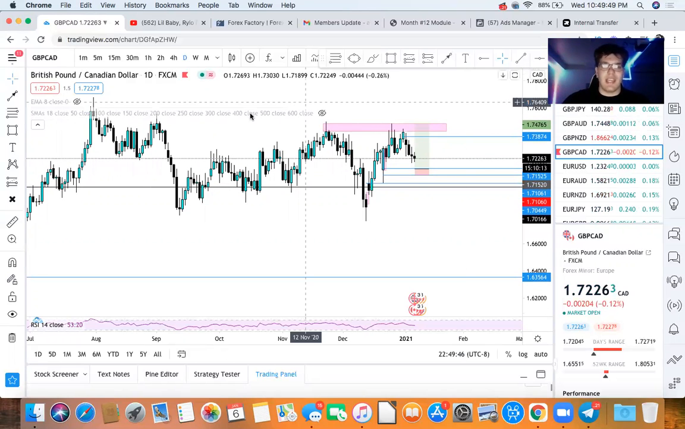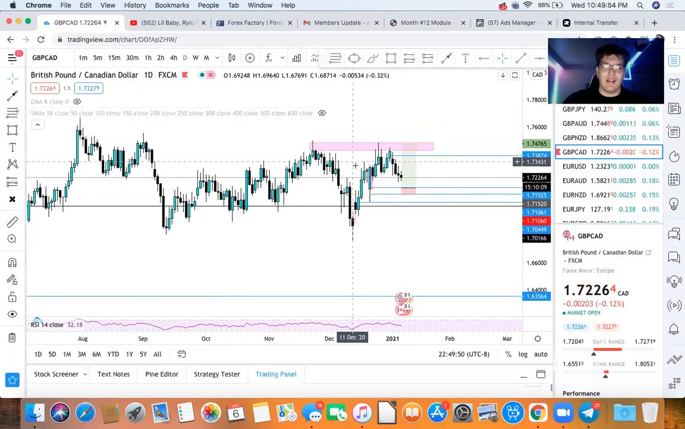So here on GBPCAD, if we get at this daily time frame, right? Currently on a daily time frame, we can see how market created these relevant equal highs here. So we have equal highs here, these two right here, which you could also call a false formation, which is a false double top.